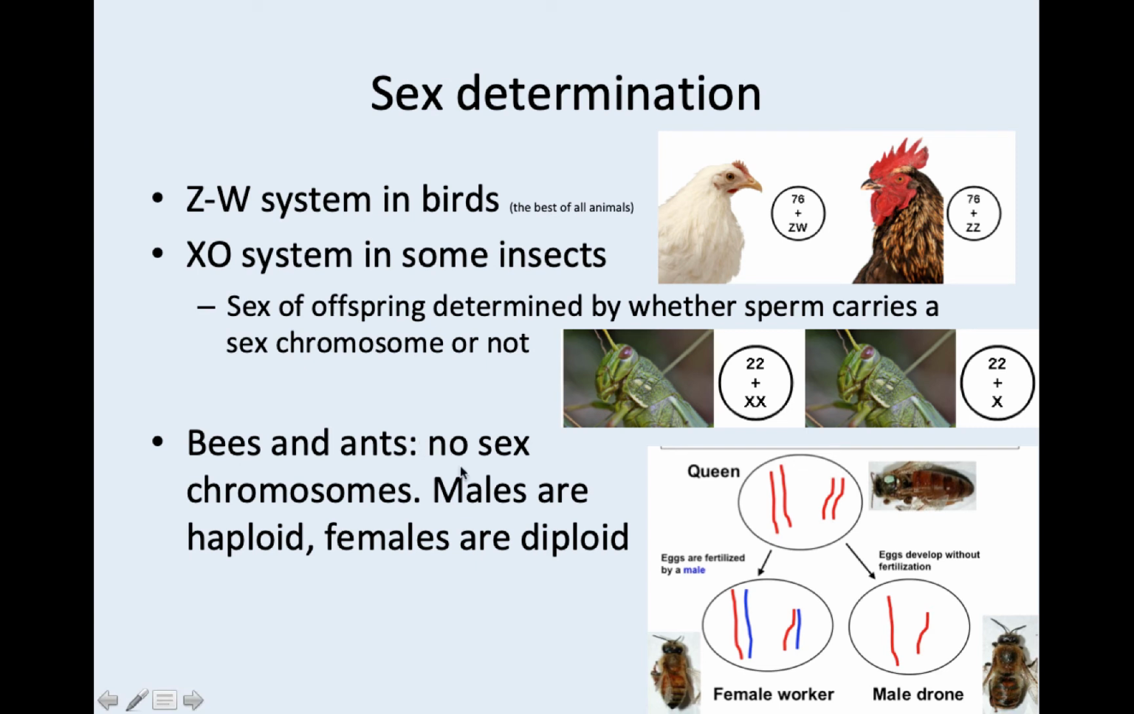Bees and ants are really cool. They're basically just kind of clones of each other. The male's going to be haploid. They're kind of just walking sperm, basically. And the female's going to be diploid. So you have interesting things going on.